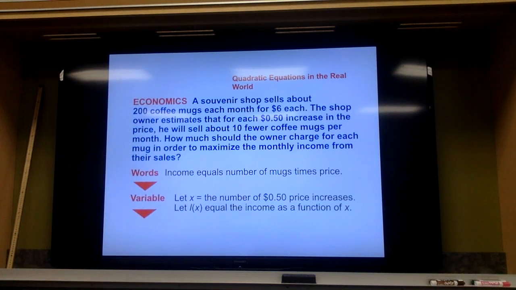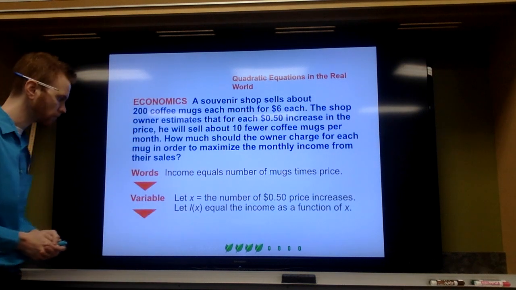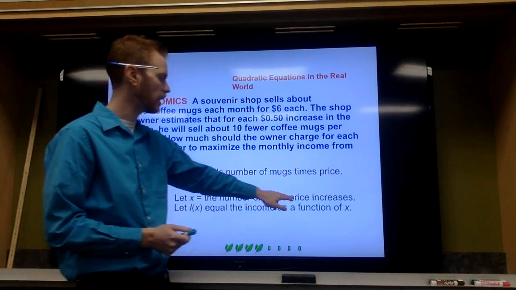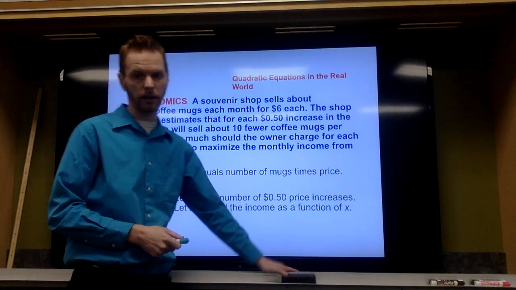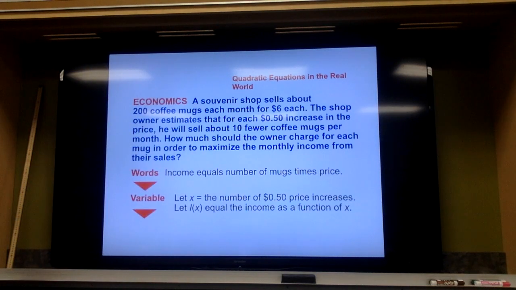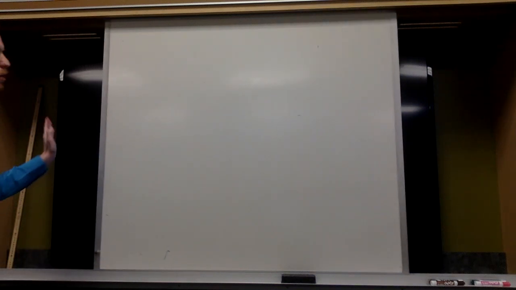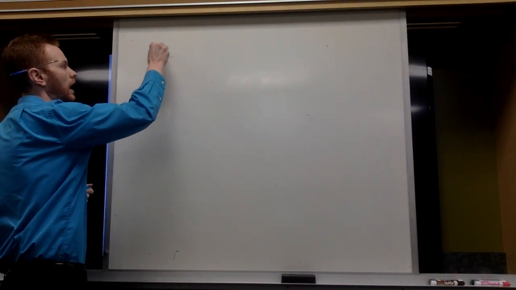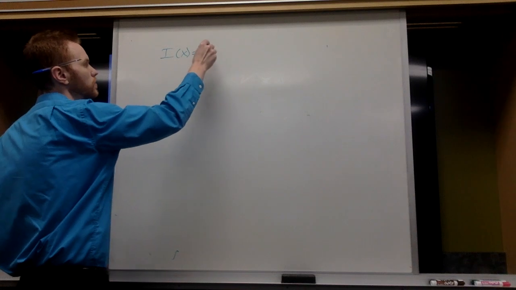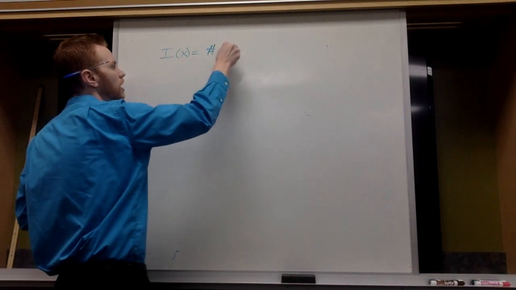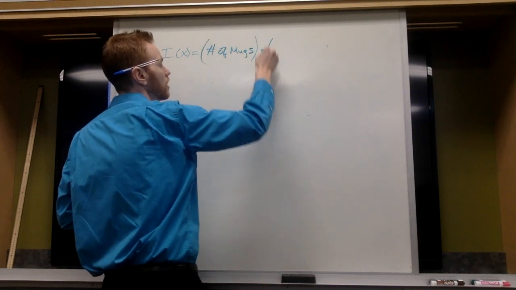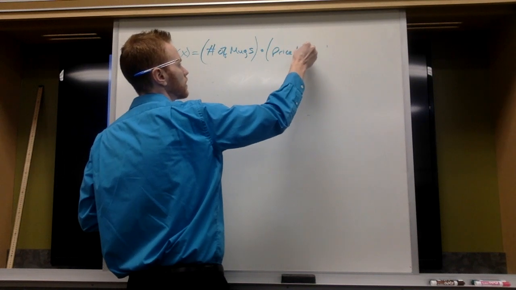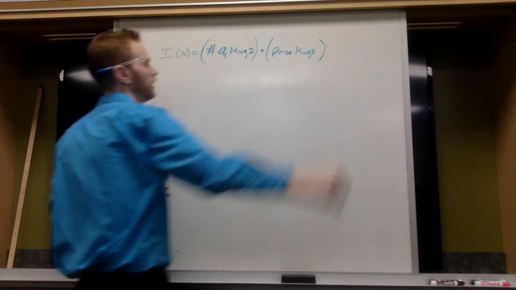So, a little bit of a setup here. Income equals the number of mugs times the price. So we're going to let x be the number of times he increases the price by 50 cents. And then I of x is going to be the income. Here we go. I of x equals, okay, the number of mugs that he sells times the price of your mugs. Okay?